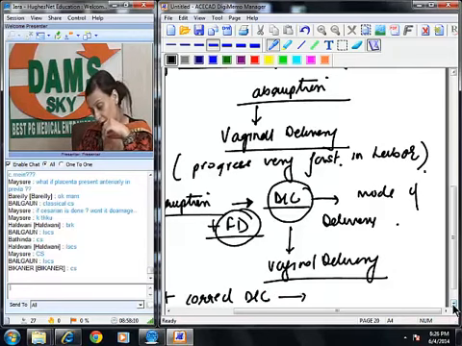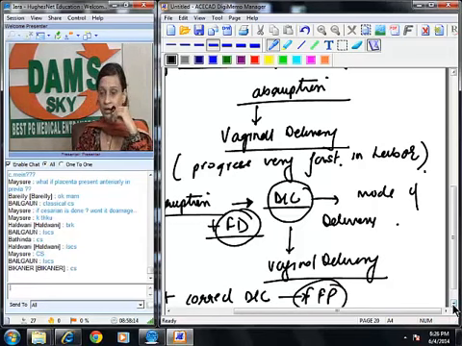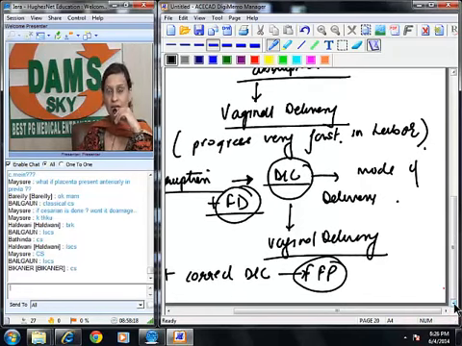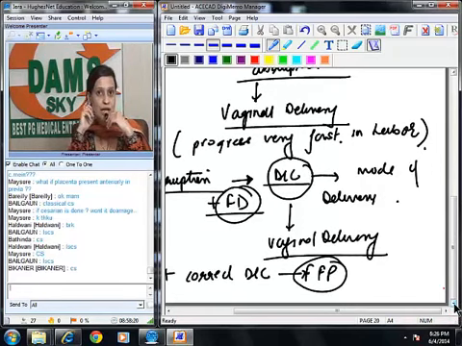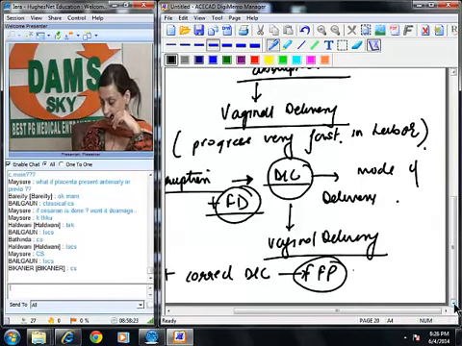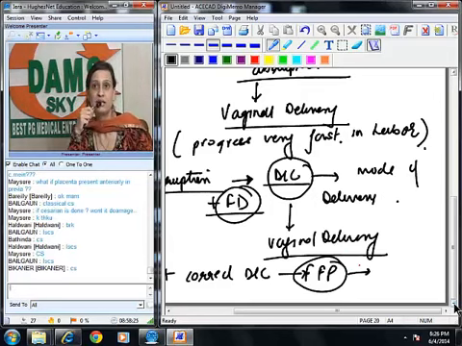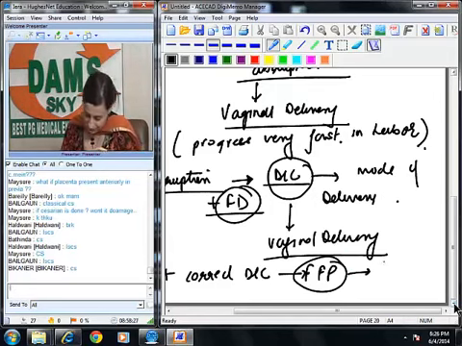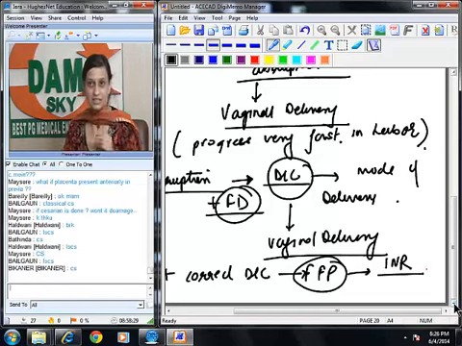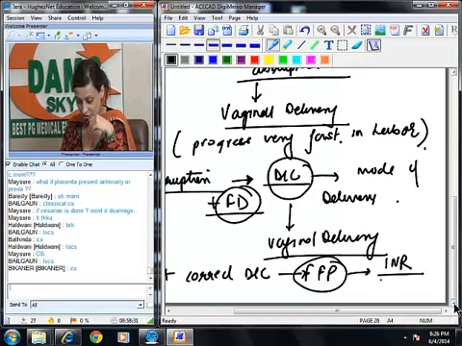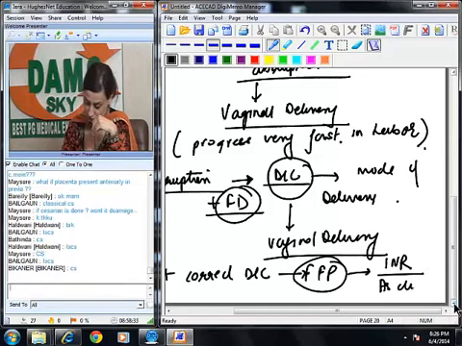DIC is corrected by transfusion of fresh frozen plasma, right? So FFP. So DIC is corrected by giving fresh frozen plasma. Alright? So we give FFPs and we try and bring the INR, that is international normalized ratio, as close to normal.